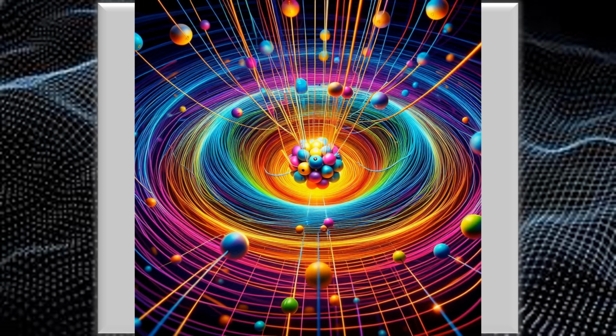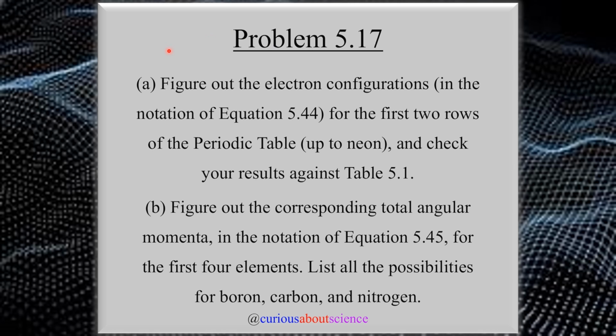And in this question, we're tasked with A. Figure out the electron configuration in the notation of equation 5.44, which if you're following along is the same thing that you probably saw in chemistry with the s shell and p orbitals, things like that, for the first two rows of the periodic table, so up to neon. And check your results against table 5.1, which again, I have the whole question copied into the PDF, so you'll be able to see that there.